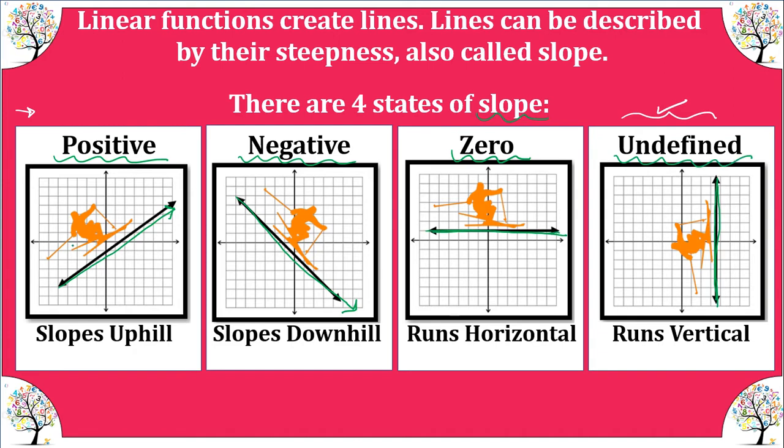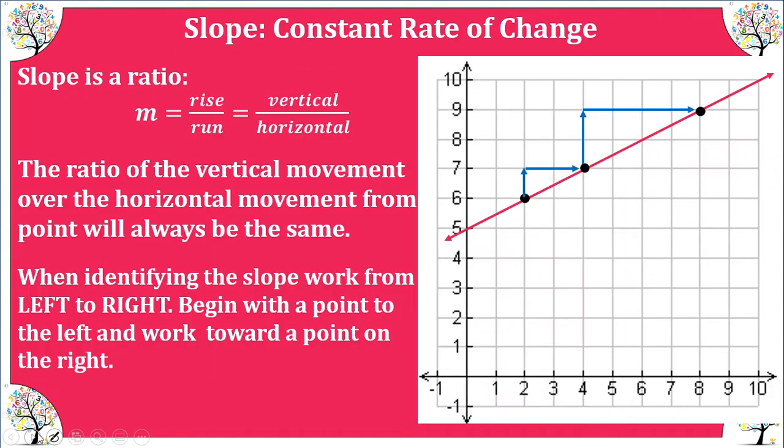So in your notes, make sure you just do a quick sketch. You don't have to sketch the skier, but if I were taking notes, I would say, okay, there's my coordinate plane, my x-axis and my y-axis, and then just make yourself a line that slopes up and then write positive underneath. And then just do that for each of these. Just make sure you have a quick sketch of each of the states of slope.